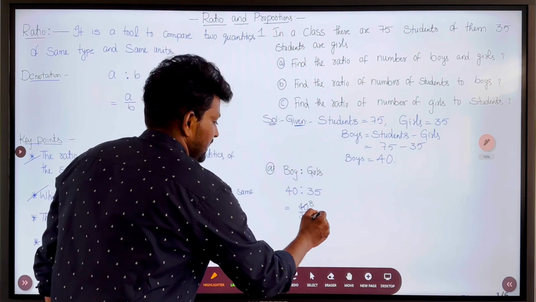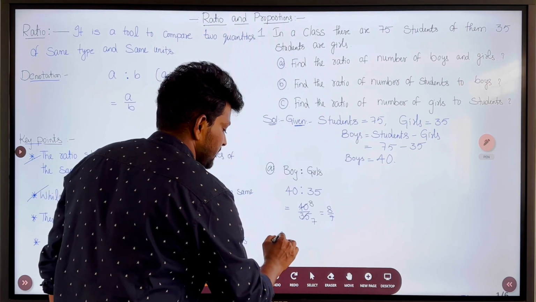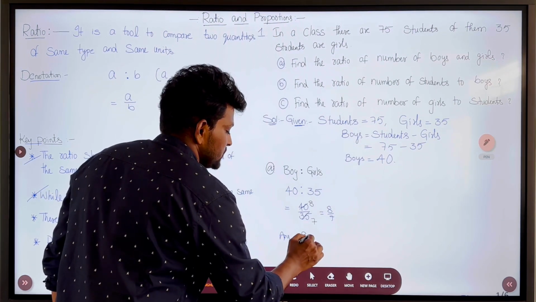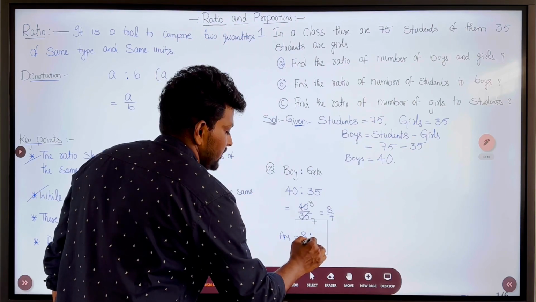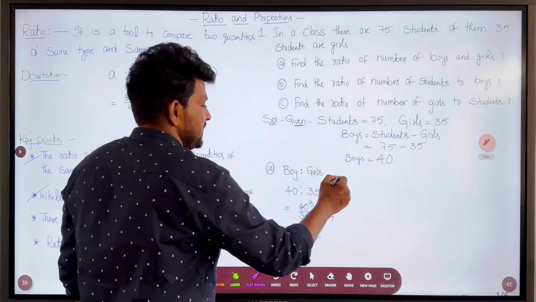So what is the answer? 8 by 7. 8 by 7 means, what is the ratio? What is the answer for A? 8 is to 7. So the answer is 8 is to 7. We should write the value like that. So next, coming to B.